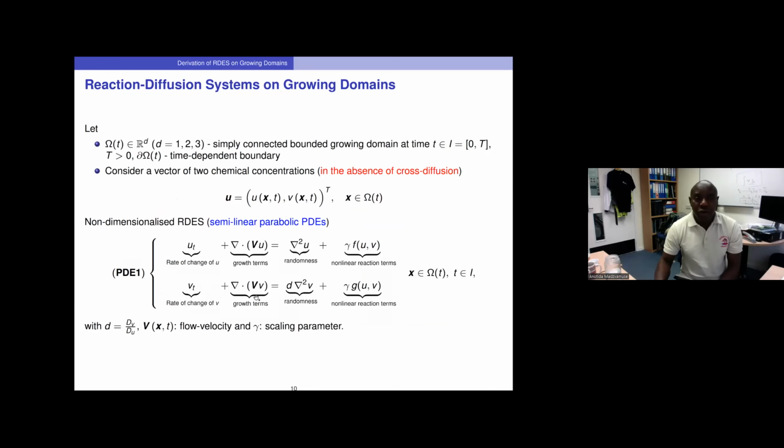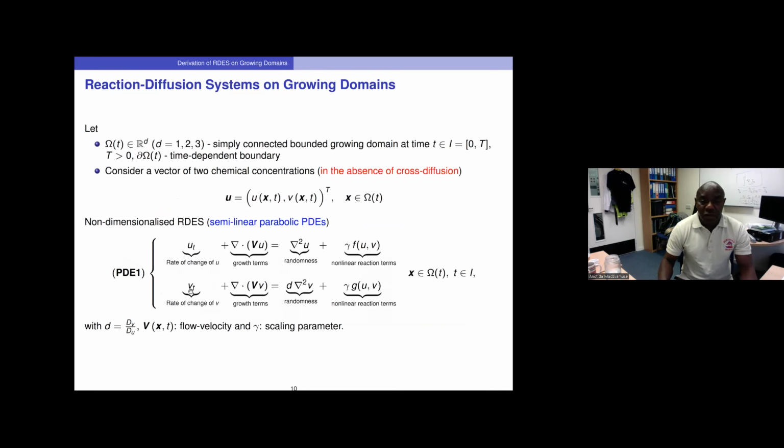So let's go to the model. What is the model that I'm looking at? I'm going to assume, in the absence of cross-diffusion in the first place, that I have 2 molecular species, U and V. They react and diffuse through a semi-linear parabolic PDE. It's a reaction-diffusion system, which I have non-dimensionalized.